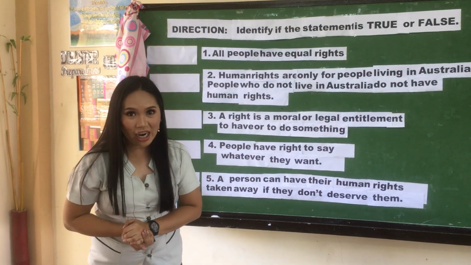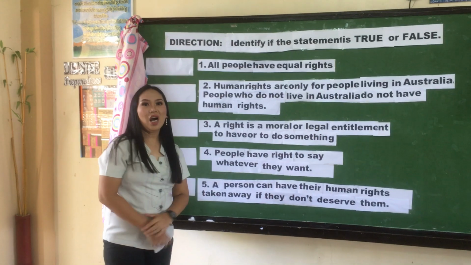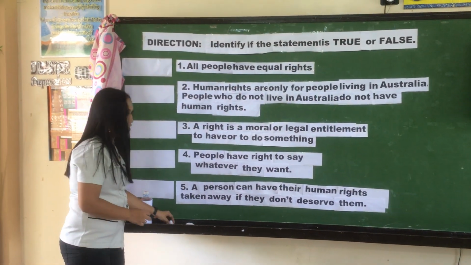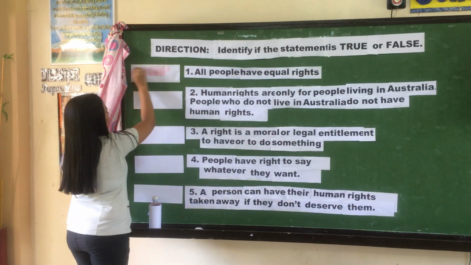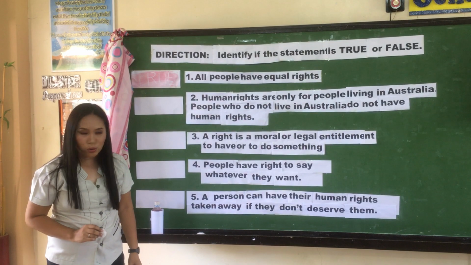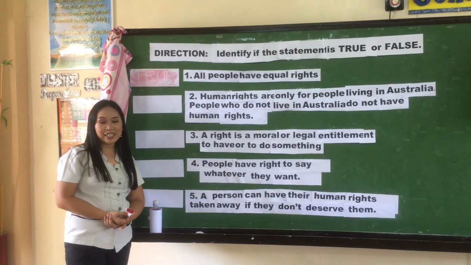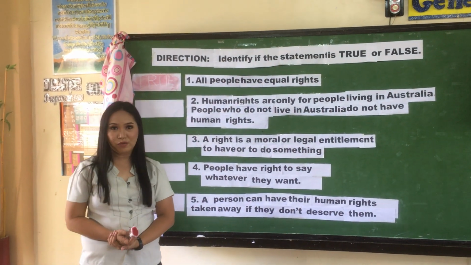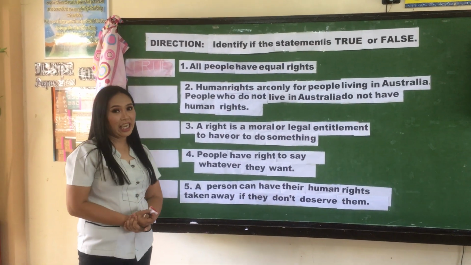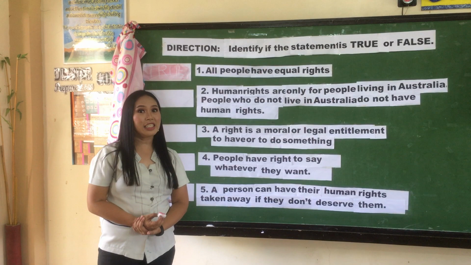So, let's start. Number 1, all people have equal rights. Your answer is true. Let's see if it's correct. Excellent. The statement is true. All people have equal rights as the Universal Declaration of Human Rights recognizes that everyone is born equal in dignity and in rights. We should all be treated in the same way.